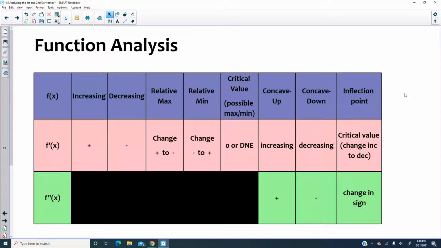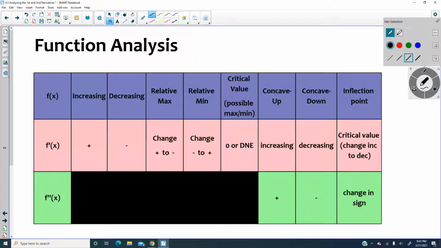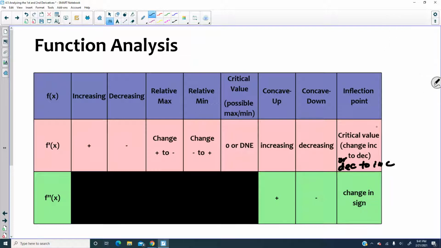So if you're asked a question about, hey, where does f have an inflection point, then you'll need to look for where f prime is changing from increasing to decreasing, or the other way around, decreasing to increasing. Or then if you have the second derivative, you'll look for where it changes sign. Now, it's really hard to tell algebraically where a function is increasing and decreasing, so we always try to look for the change in sign. So we're looking to see where it's going to change from positive to negative.